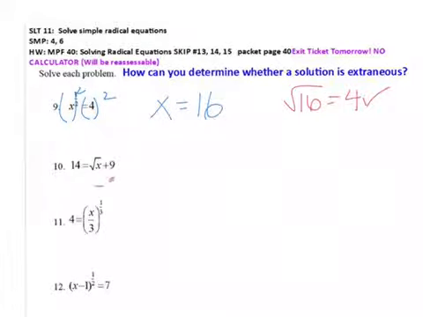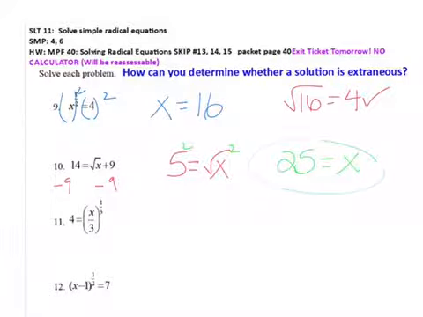In 10, I'm going to subtract 9 to the left, and 14 minus 9 is 5. Square both sides, and we get 25 is x. So those are our 16 and 25, your first numbers. If you check the 25, it does work. It is not extraneous.